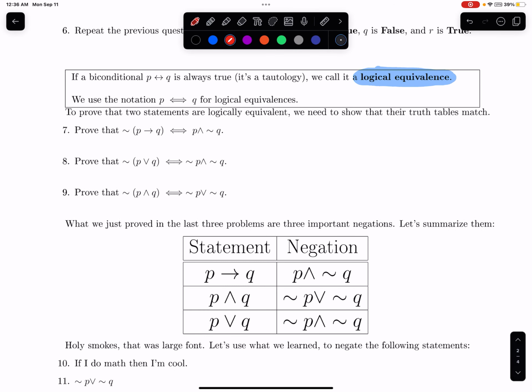All right, guys, here we go. Last topic for today. This topic is logical equivalence. And we'll also use the idea of logical equivalences to help us figure out some negations. Okay, so what is a logical equivalence?